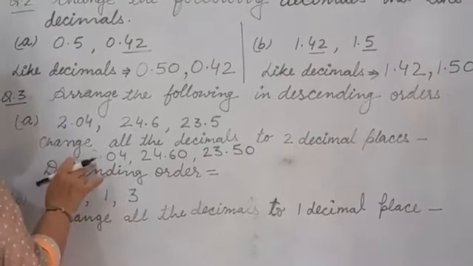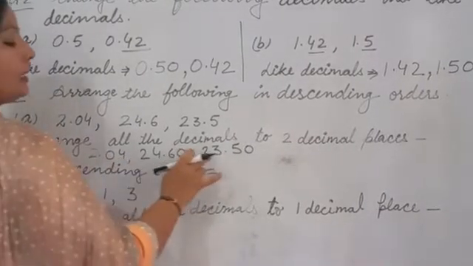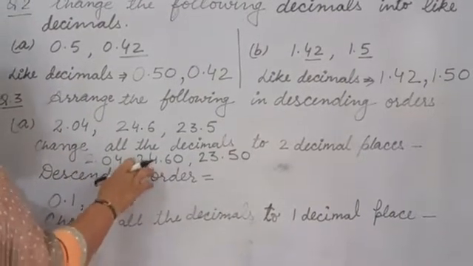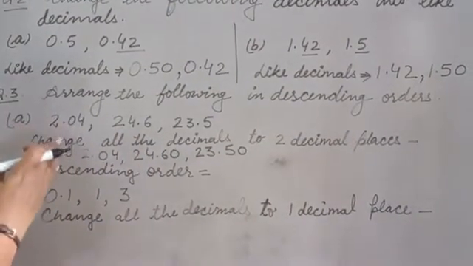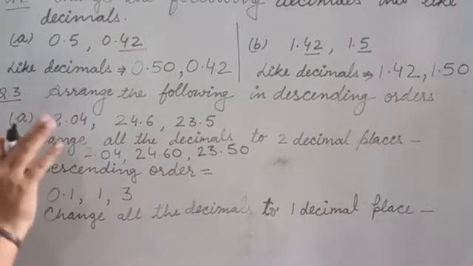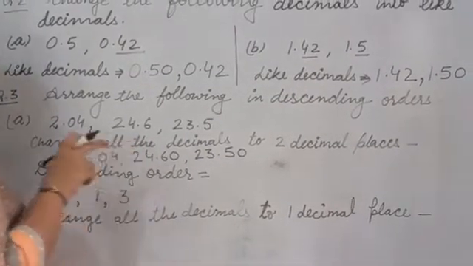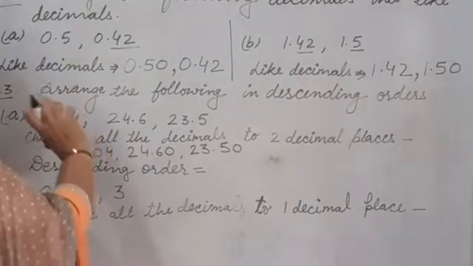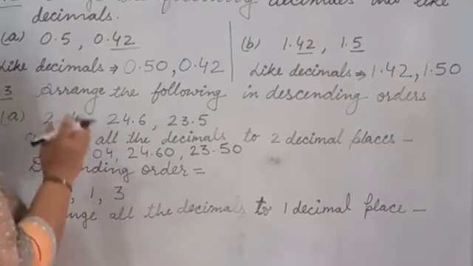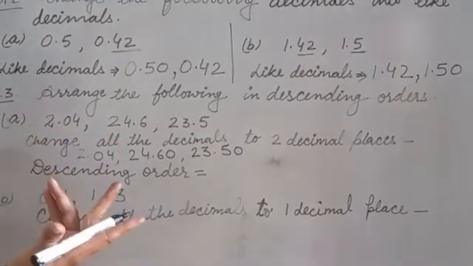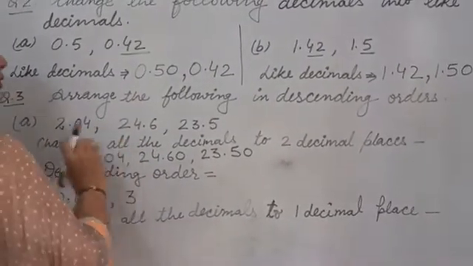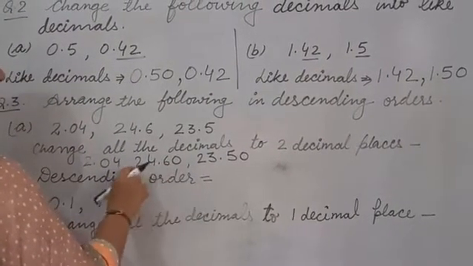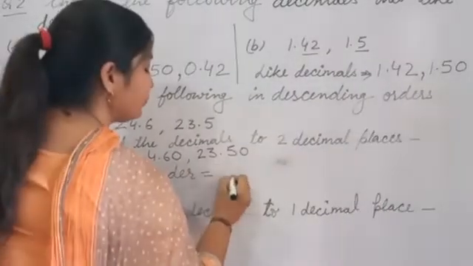There is in whole 2, there is 24 and there is 23. So which is the largest? 24. So we have compared by only whole. Here we compared by the whole part only. Even if we had not changed these into like decimals, we could compare directly by the whole only, because 24 is the highest. So this is the largest one. So you take here 24.